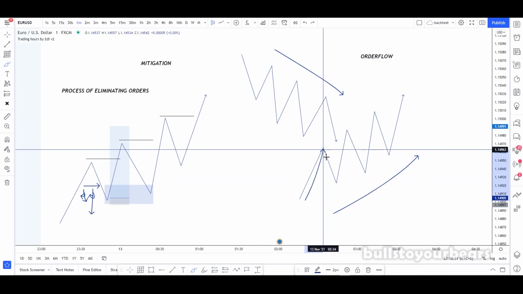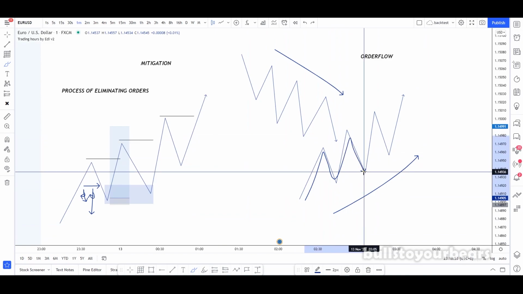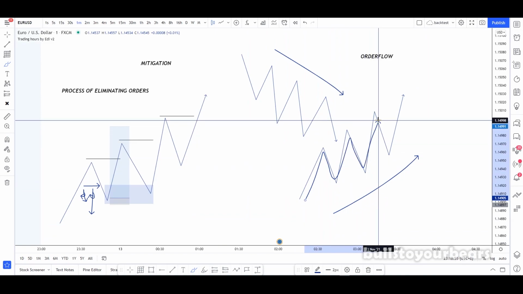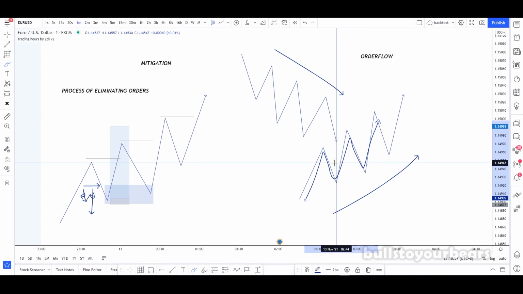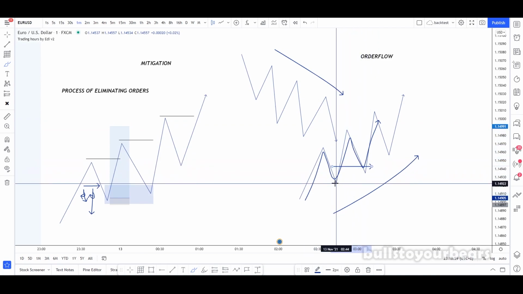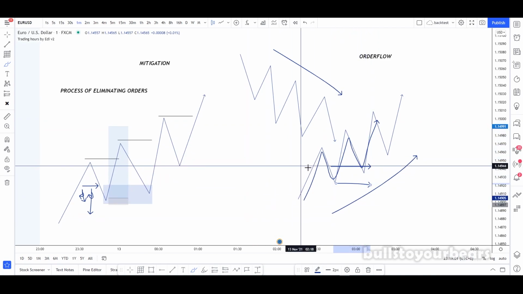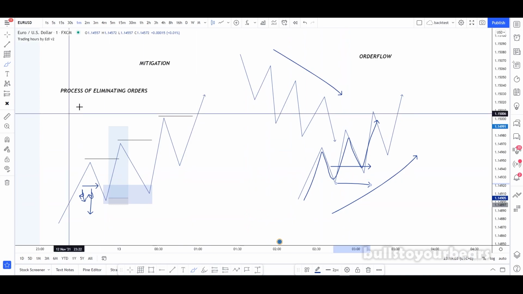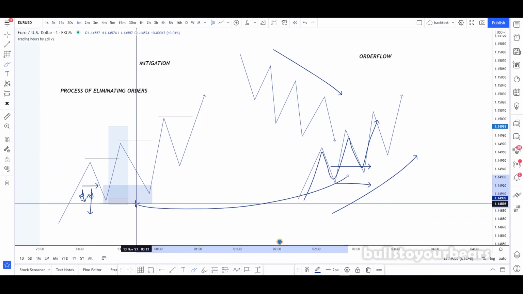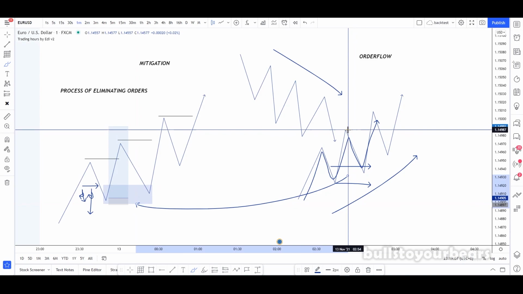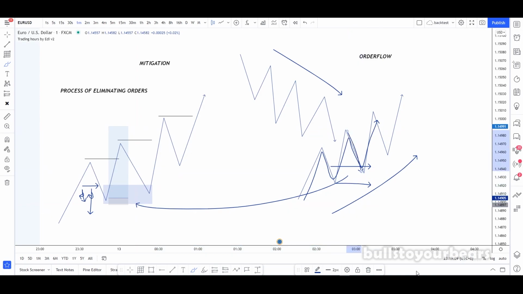And for price to be able to retrace, to go higher, there needs to be a reason. And what reason is that? The reason is that there is a demand zone, or there is an order block, or there are leftover orders that the banks want to close. This is why price came back. This is why price pushed higher.